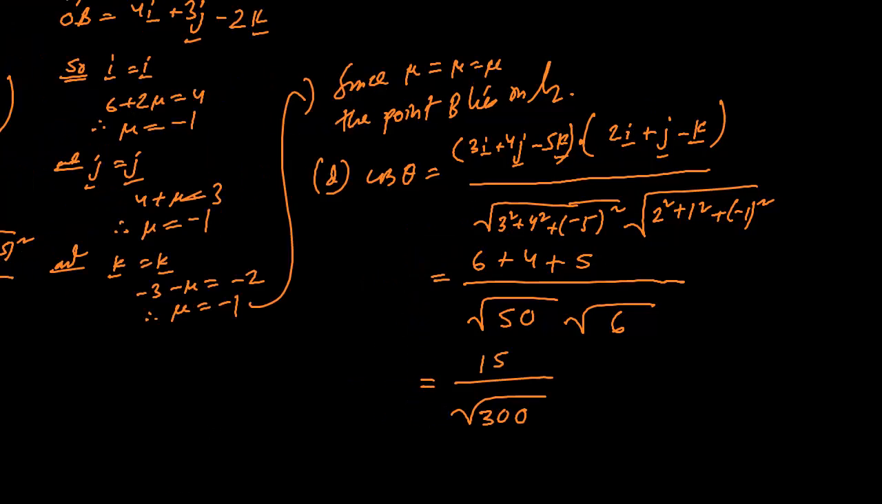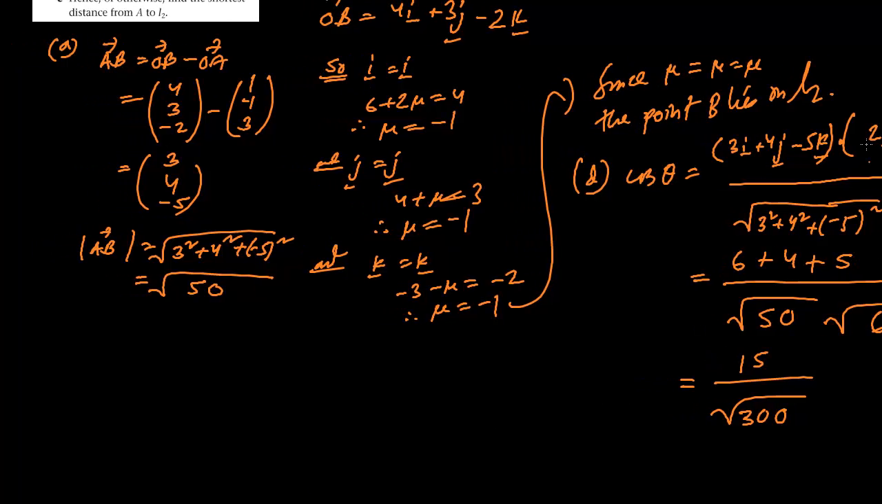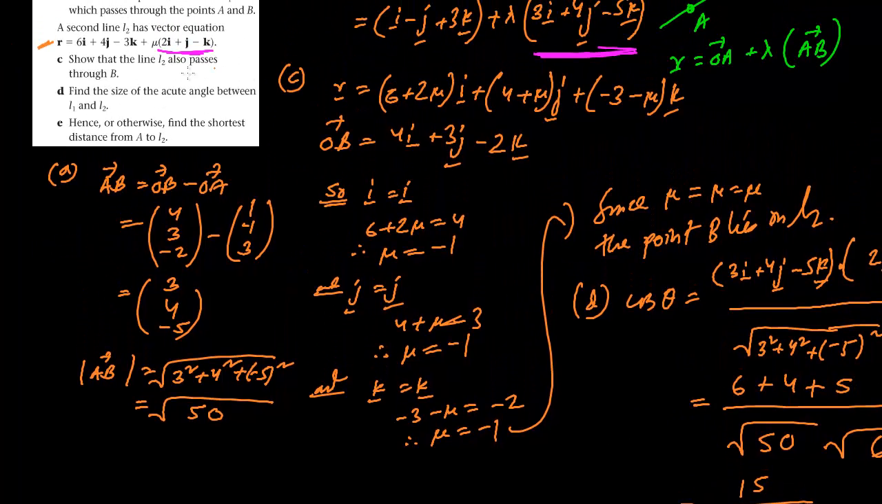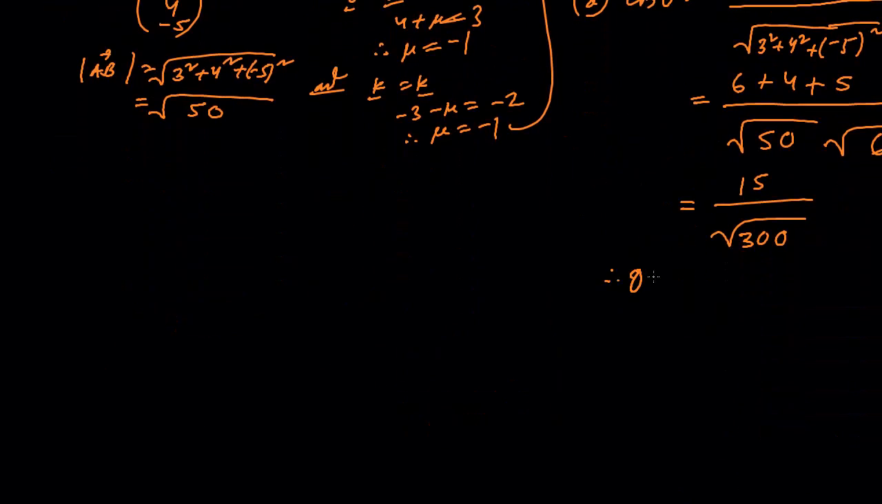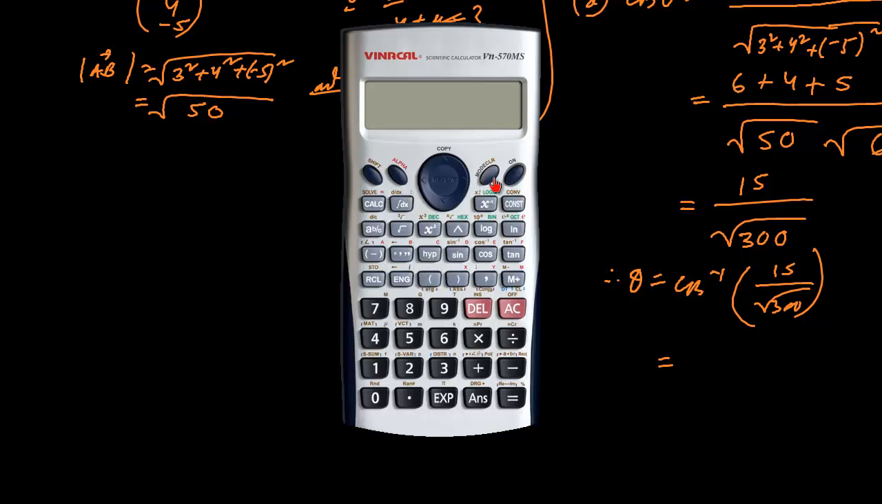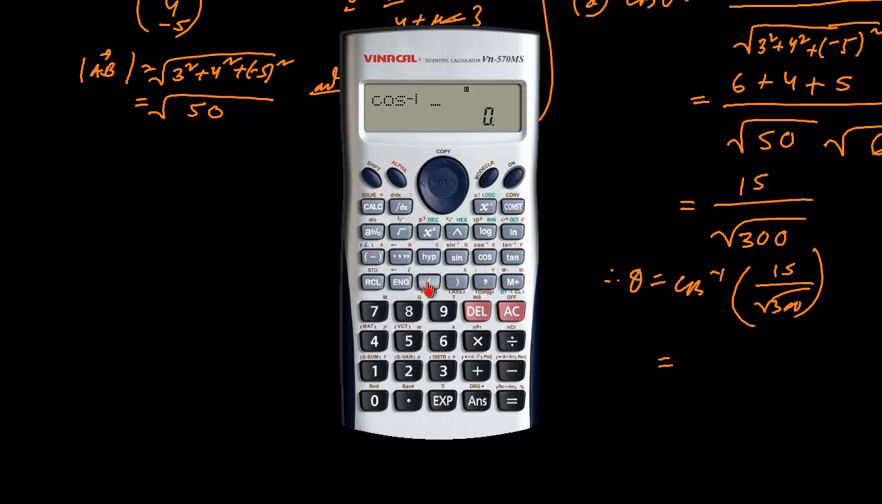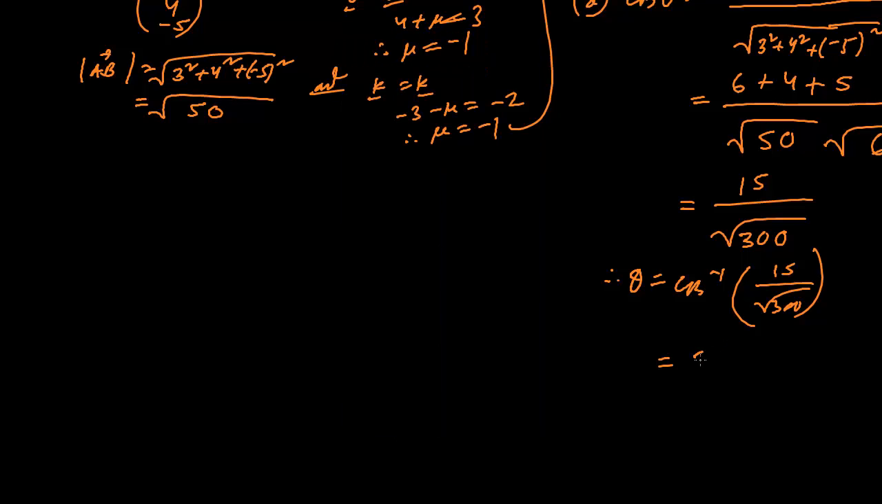And do we have to find theta or do we have to find just the cos ratio? Find the size of the acute angle. So we have to find theta. So therefore, theta equals cos inverse of 15 by square root of 300. And this turns out to be cos inverse 15 divided by square root of 300, which is 30 degrees. That's pretty cool.